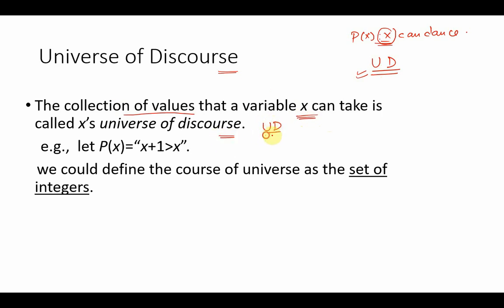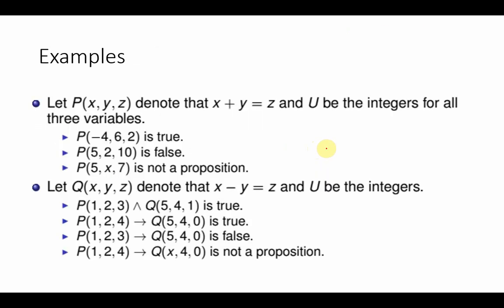denoted by UD. Let P of x be x plus 1 is greater than x. Now in this particular case, the set of integers Z can be the universe of discourse, or the set of natural numbers can be the universe of discourse. So the universe of discourse is the set of all the values that a particular variable can take. Now let us see certain examples.